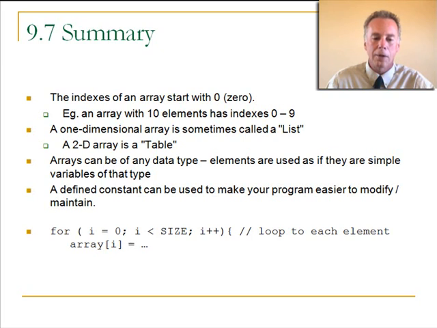And arrays can be of any data type, so the elements of the array can be of any data type that you choose, but the indexes into the array are always positive integers. So you don't have the 2.5 element and so on. The data type of the index is different sometimes from the data type of the elements themselves.